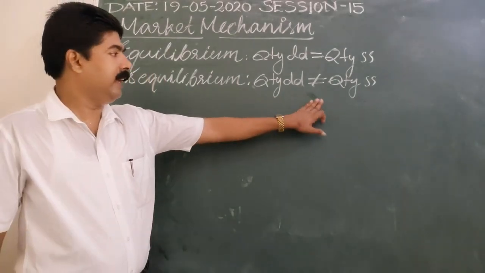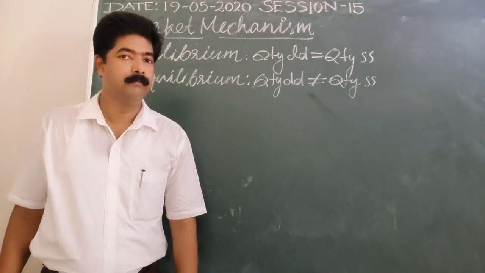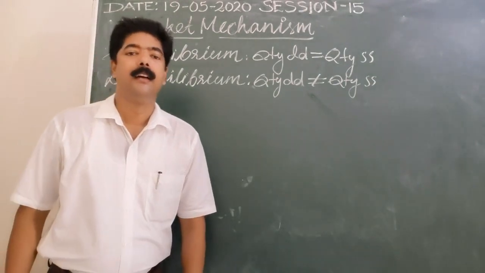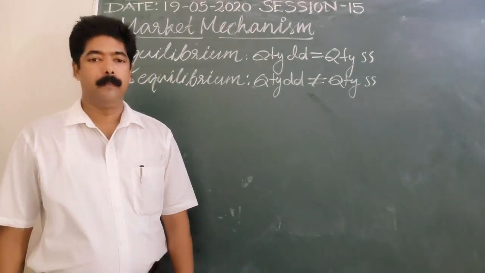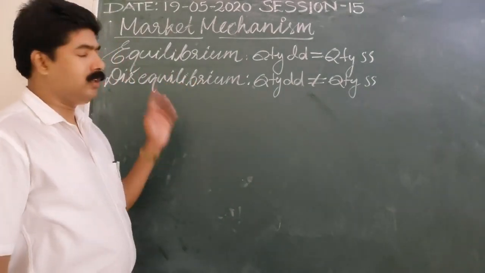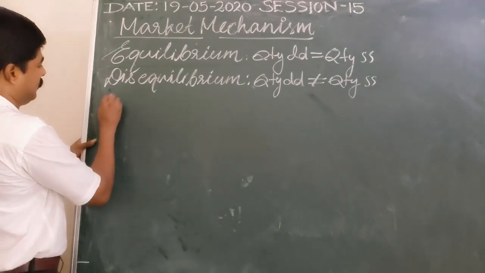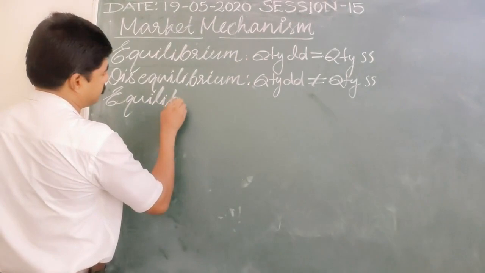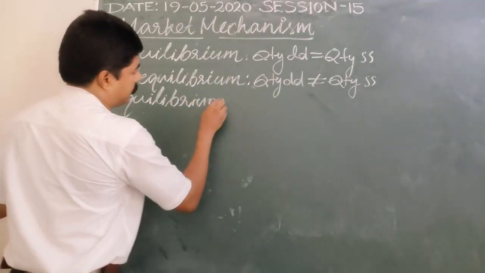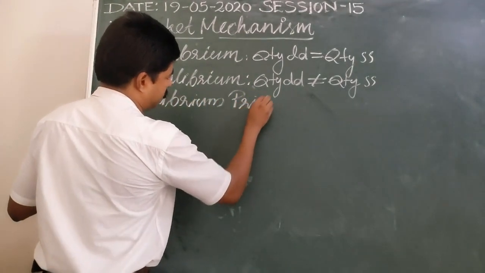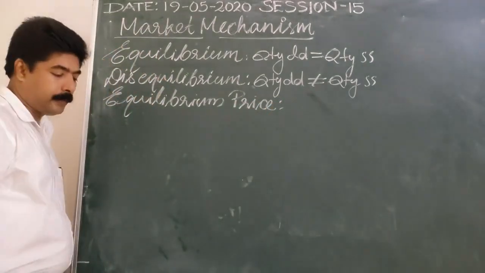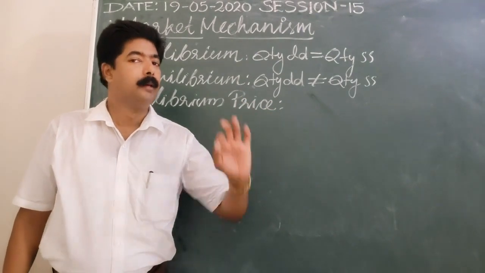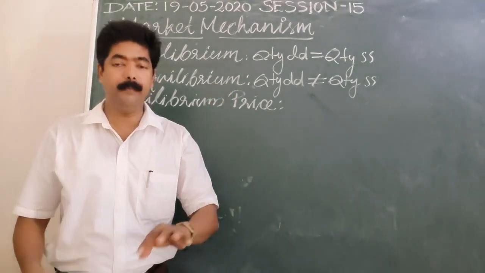Now, as I have told you, who determines the prices? The price is determined by market forces, demand and supply. Now what is meant by equilibrium price? Write another term: equilibrium price. What is equilibrium price? Price is determined by market forces, demand and supply.